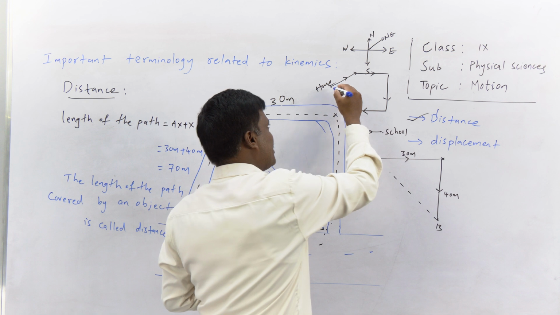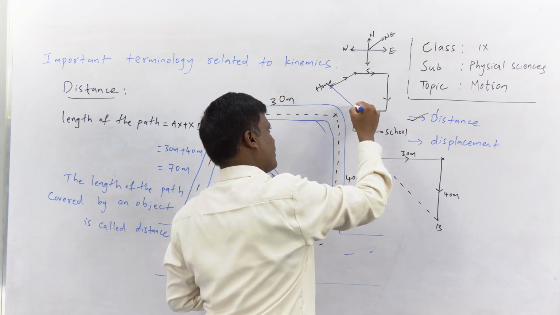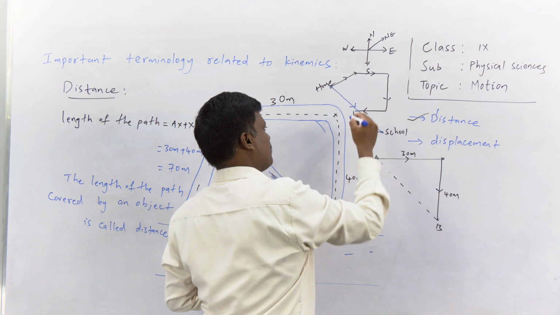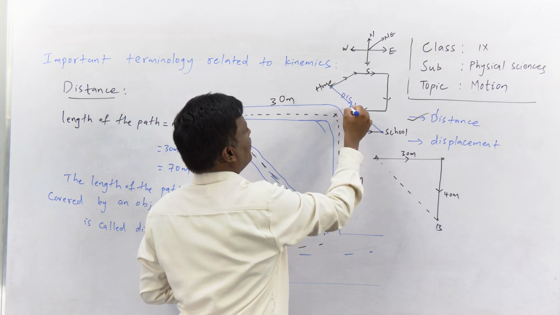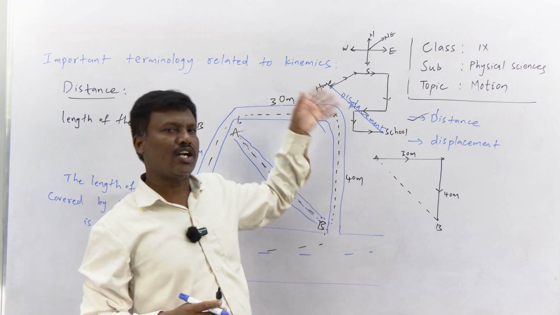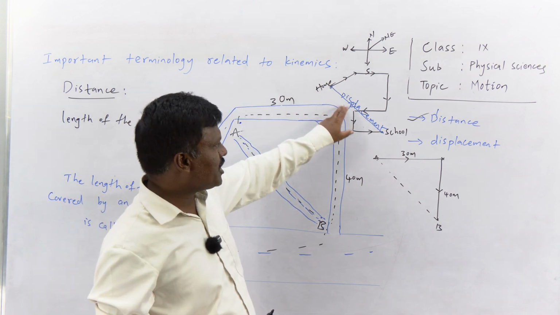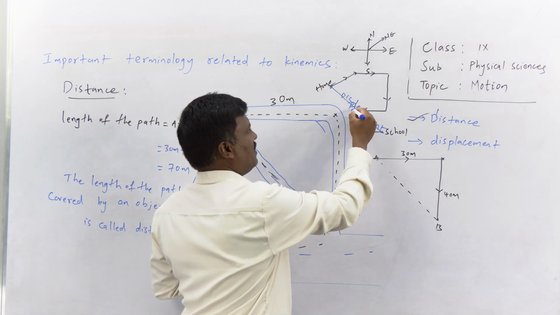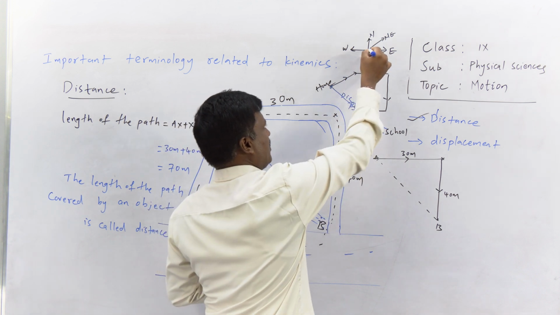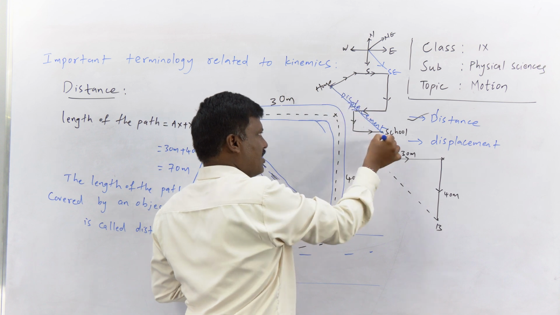Now, this is displacement. Home is your initial point, school is the final point. If I draw a straight line and join those, you'll get displacement. This is called displacement. It is also distance, but it is the shortest distance compared to any other distance. Here displacement has only one direction. You see? This is the direction of displacement. What is this direction? Southeast.